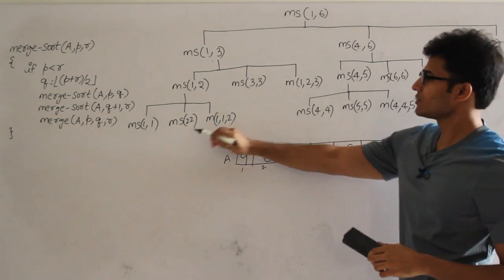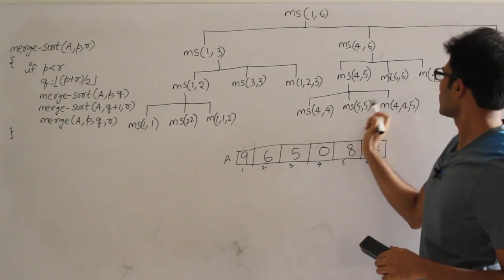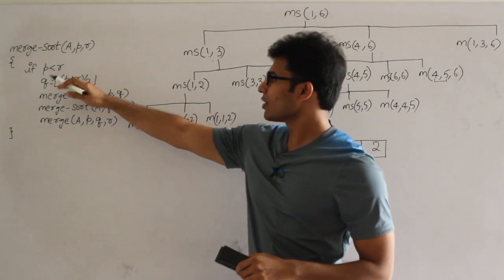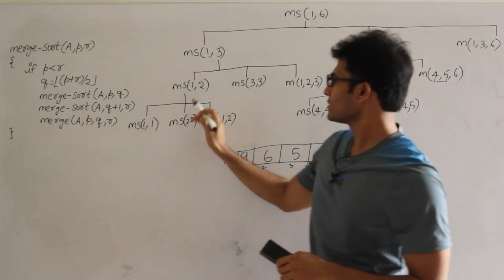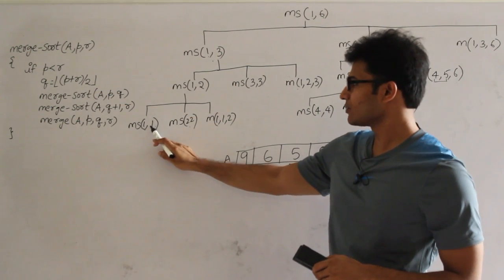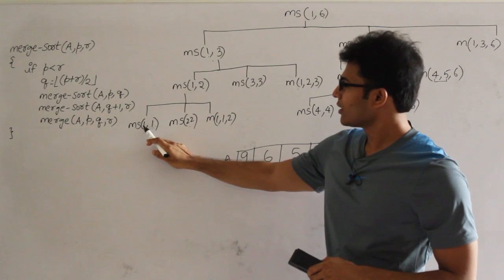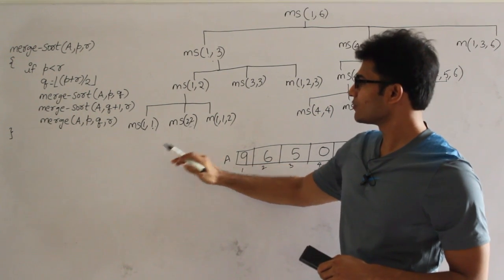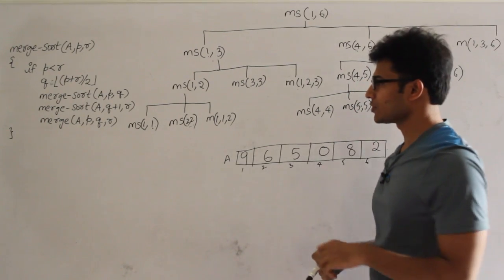And what about this: 1 1, 2 2, 3 3, 4 4, 5 5, 6 6? Whenever p is less than r, only then are we going to do this. But in this case, p is equal to 1, q is equal to r, right? P and R are both equal. Therefore, this is where you are supposed to stop.